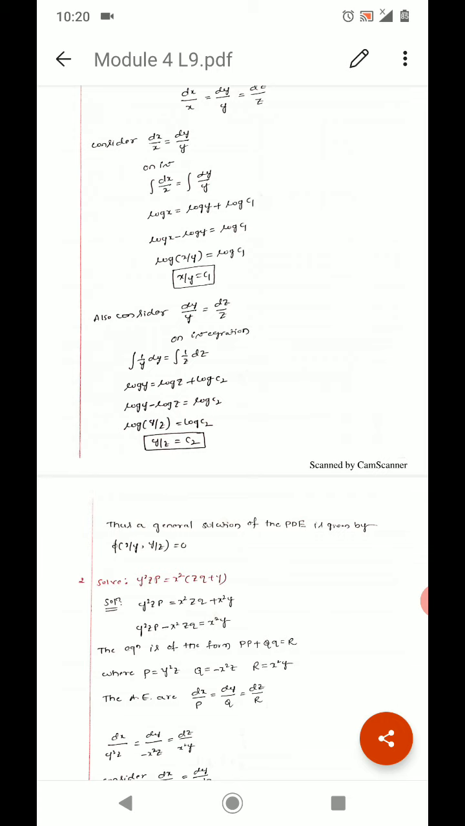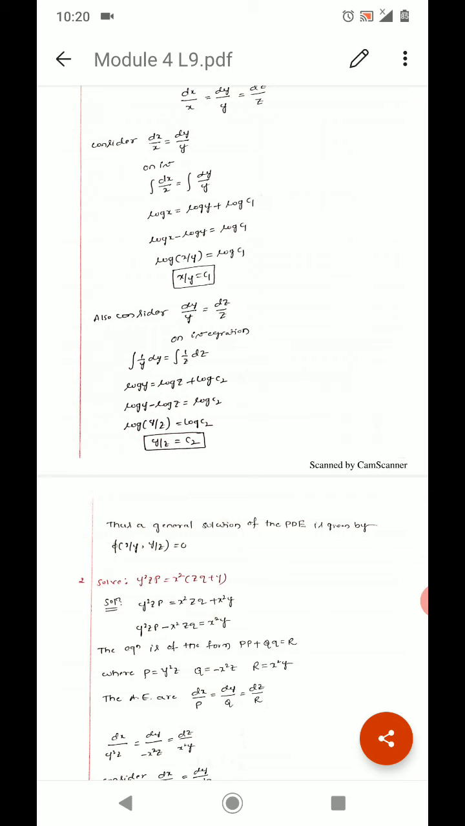So taking log z to the left side, we get log y minus log z is equal to log c2. So log of y by z is equal to log c2. By cancelling log, we get y by z equal to c2. So here we obtain two solutions, x by y equal to c1 and y by z equal to c2.